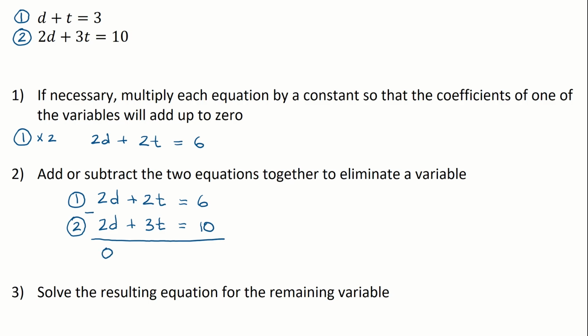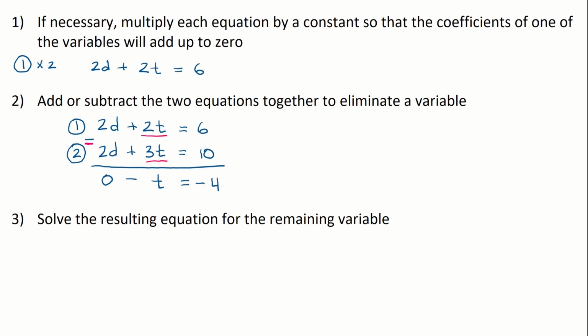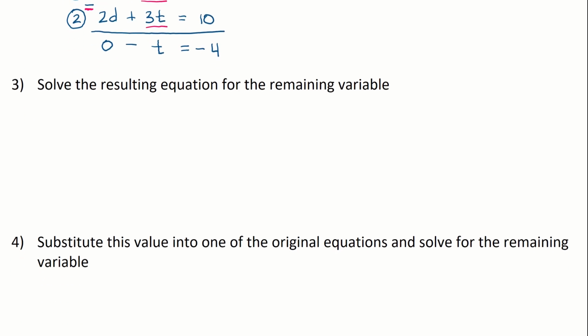This will just end up being 0, which is exactly what I want. Then I have 2t minus 3t, which will give us a negative t. And I have 6 minus 10, which will give us a negative 4. So now we have one equation with one unknown that is easy to solve for. We have negative t is equal to negative 4, and I'm just going to divide both sides by negative 1, giving me t is equal to 4. So we solved for variable t.